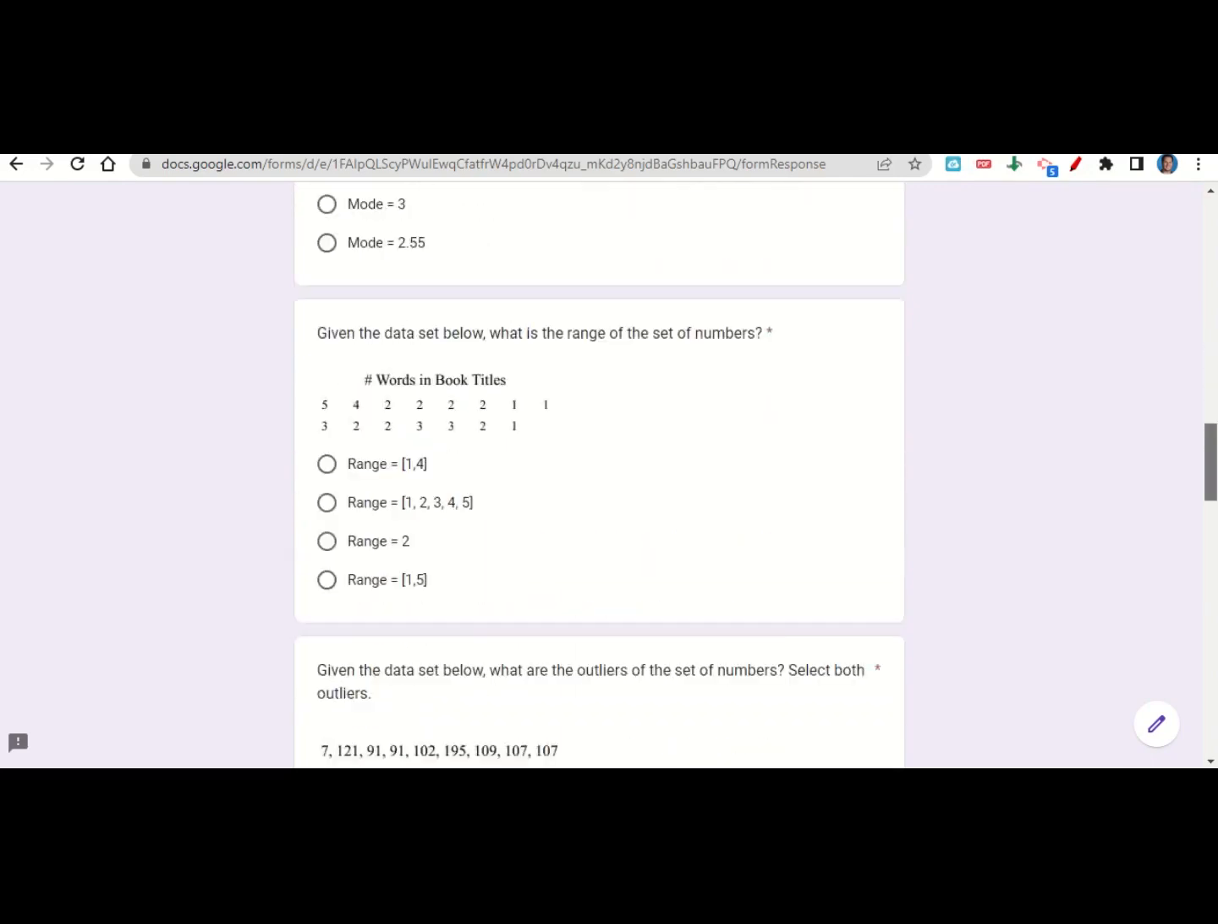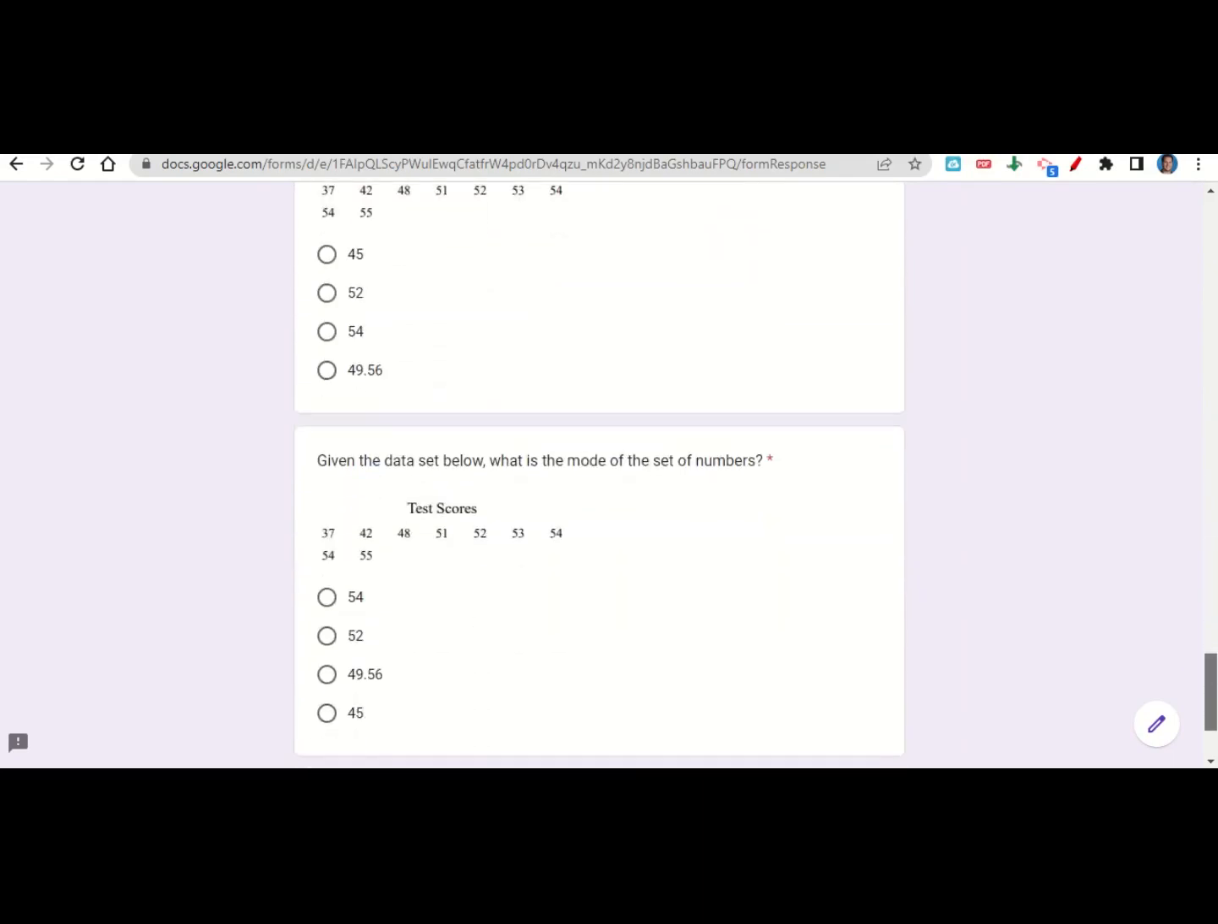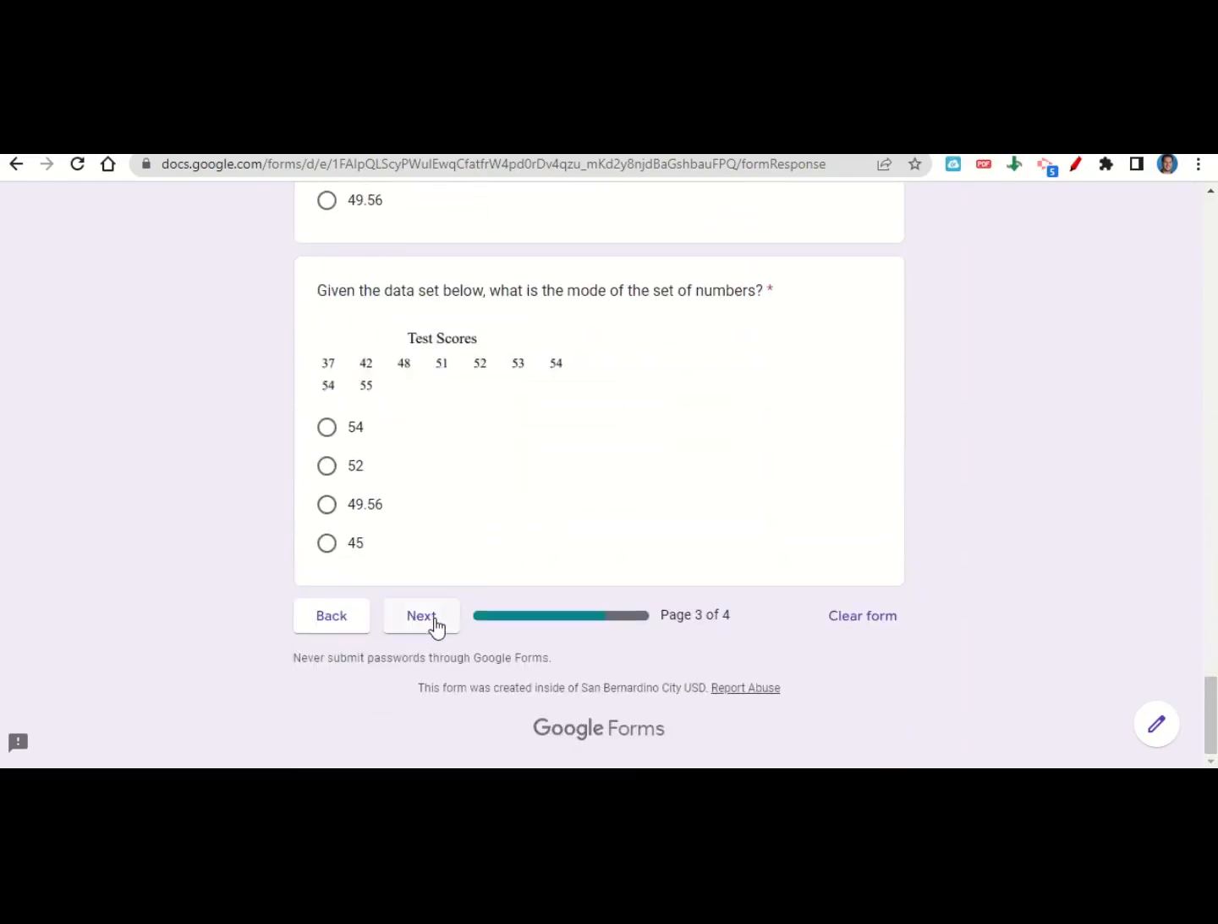So we'll go ahead and answer each of these questions until we get to the end of the assignment. Once you get to the end of the assignment, go ahead and click Next. This will take you to your Before You Go. Go ahead and fill out your Before You Go and then submit your work on Google Classroom.